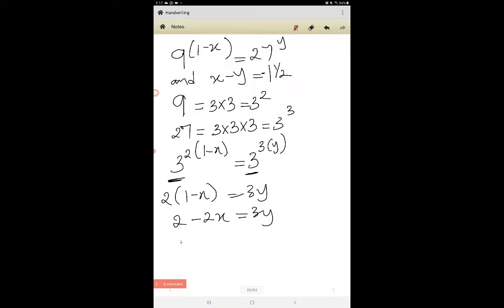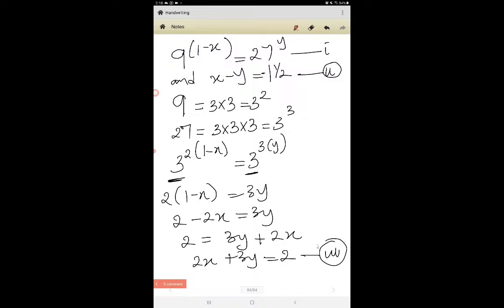How do you do this? You now say that 2 is equal to 3y plus 2x. So you can now say that 2x plus 3y is equal to 2. Now, recall the question given to us, you can call this one equation 1, you call this equation 2. So if you call this equation 1 and this equation 2, this will be equation 3. How do you get equation 3?